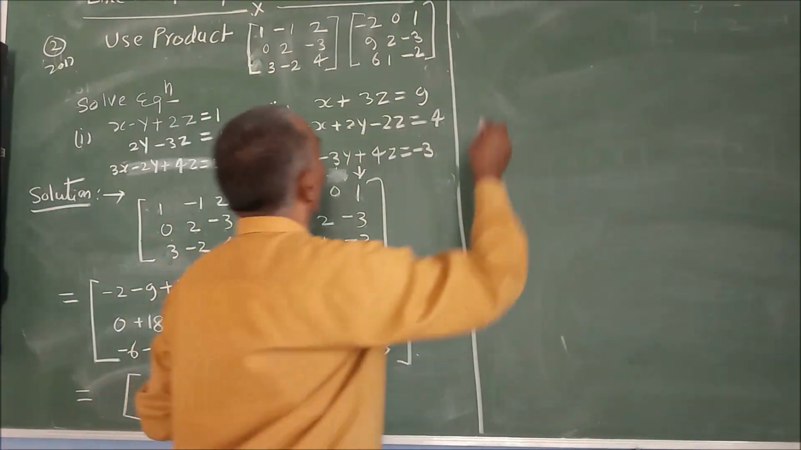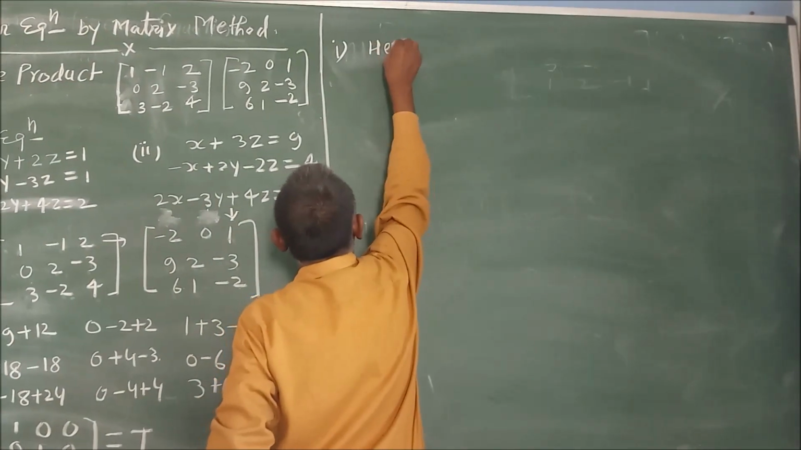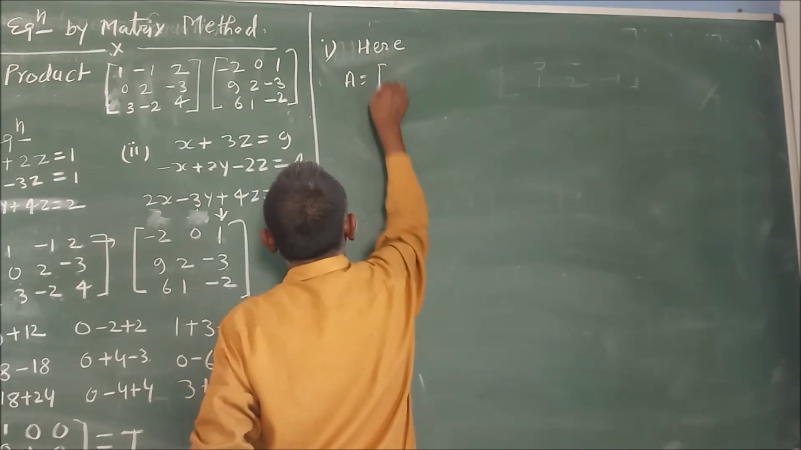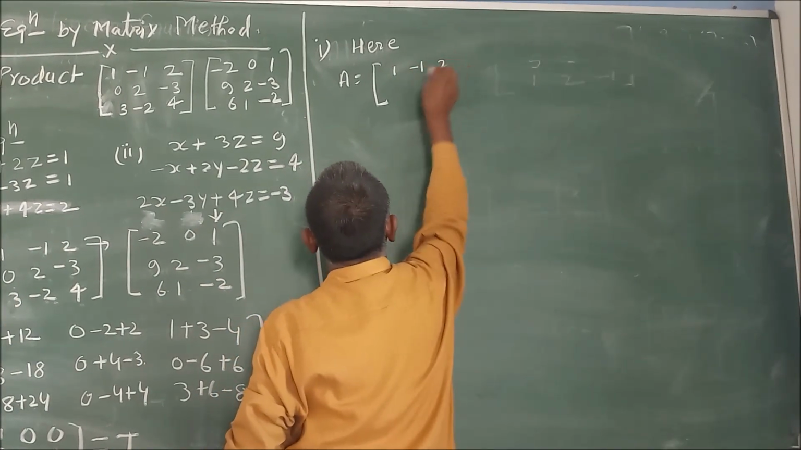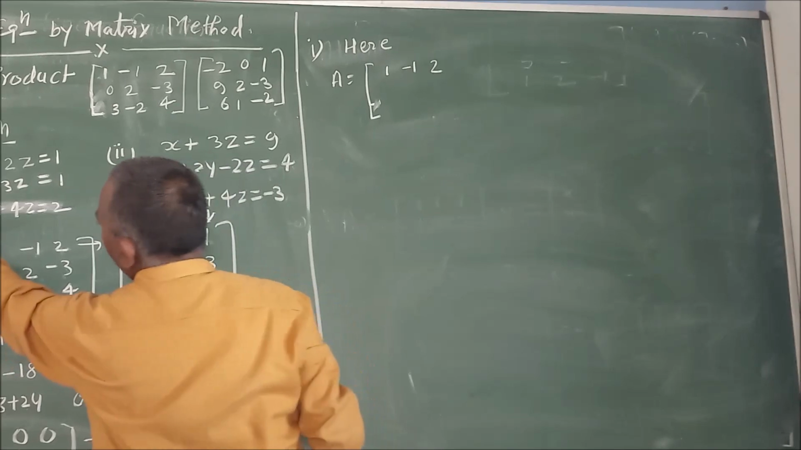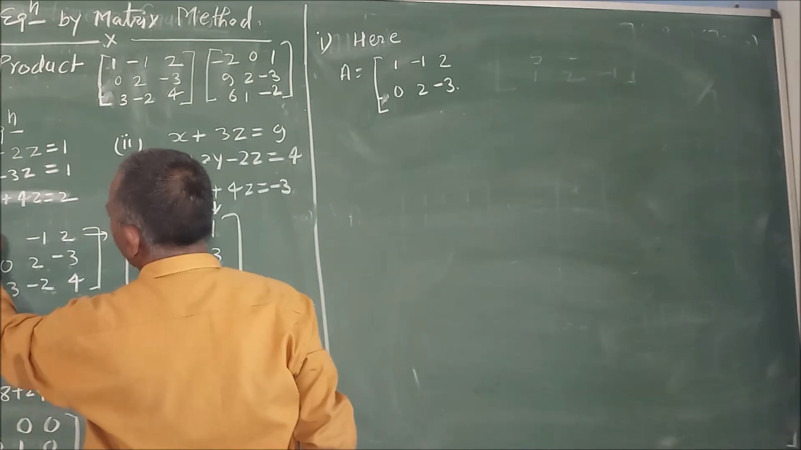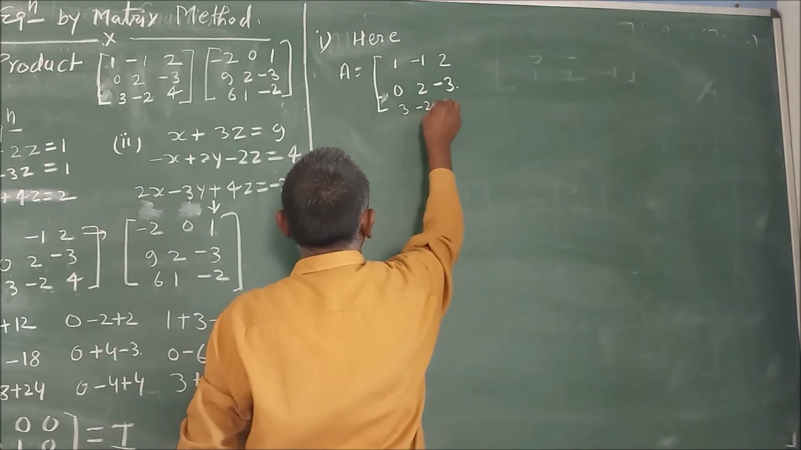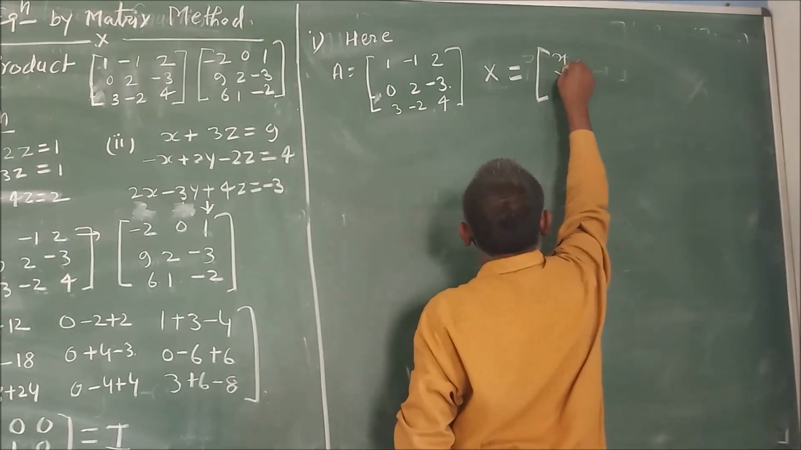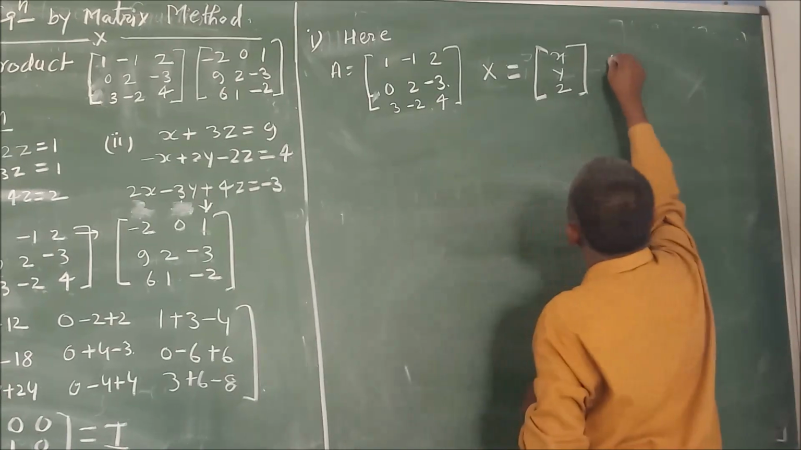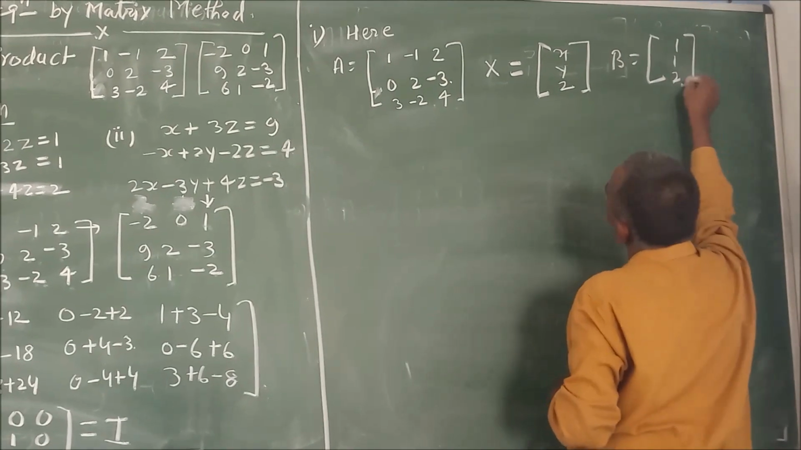First question is solving the first question. So here A is equal to, A is how much? 1 minus 1 2, 0 2 minus 3, and 3 minus 2 4. And x is equal to x, y, z. And b is equal to 1 1 2. So watch here.